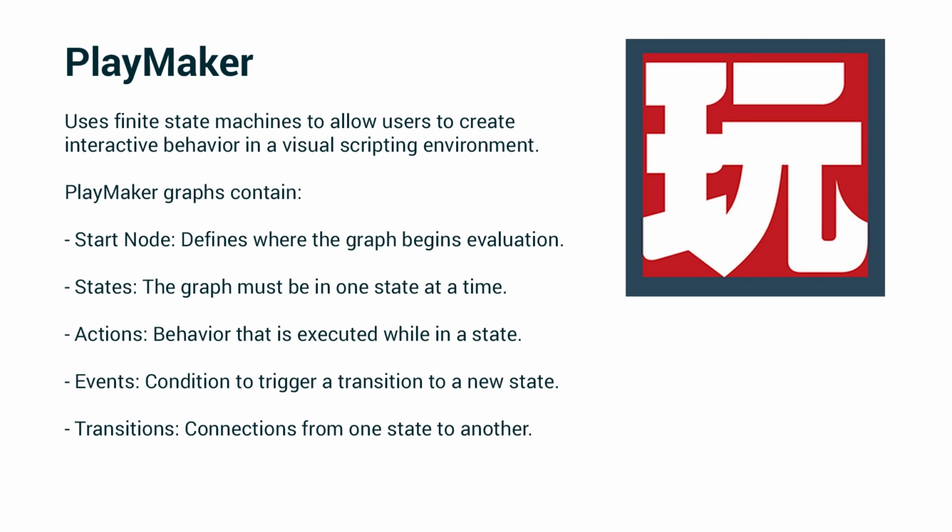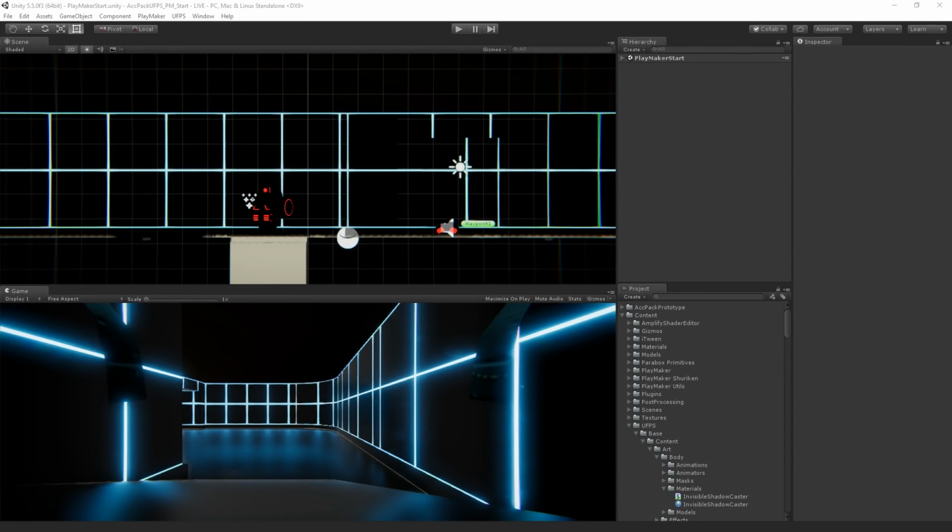So this is our big picture overview, our concepts. And so what we're going to do next is we're going to switch into our incomplete version of the project, and we're going to create our first mechanic, which is going to be our invisibility mechanic.